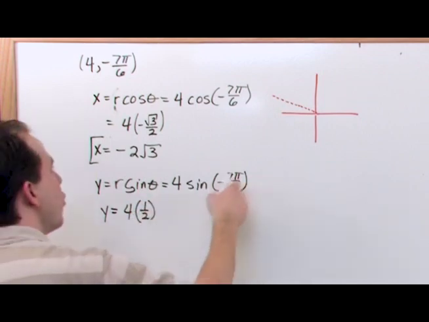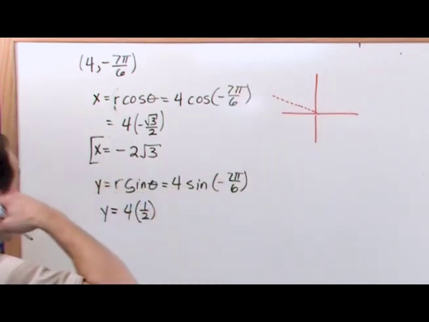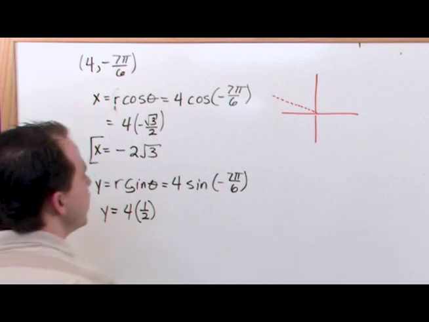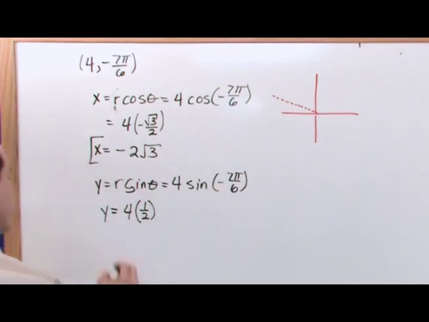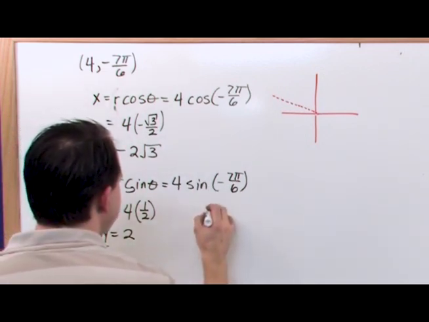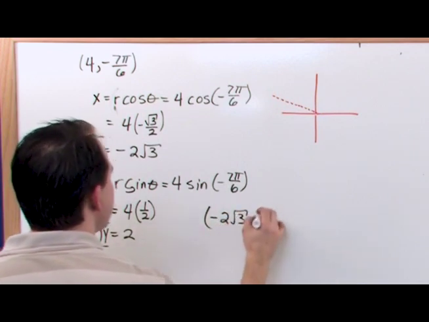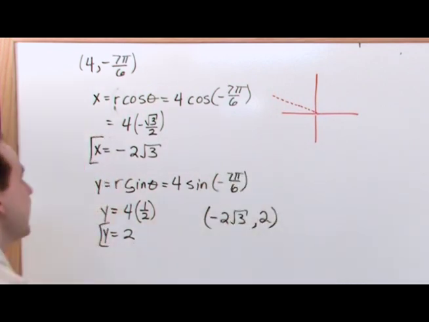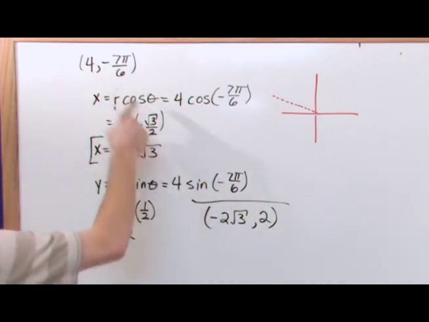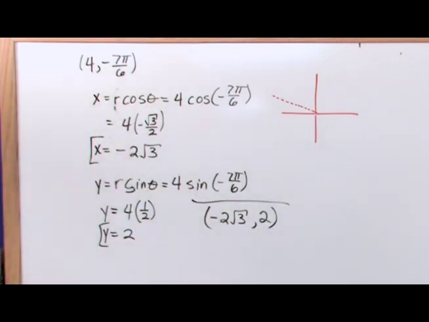You have to know where this thing lies in the xy plane to be able to figure out if your sine or your cosine is going to be negative or positive. So y is going to be equal to 2. Okay, so the Cartesian representation is at negative 2 times the square root of 3, comma 2. If you were to plot that, then you would find exactly where that point lies. And this representation is exactly the same as this. It's just written a little bit differently.